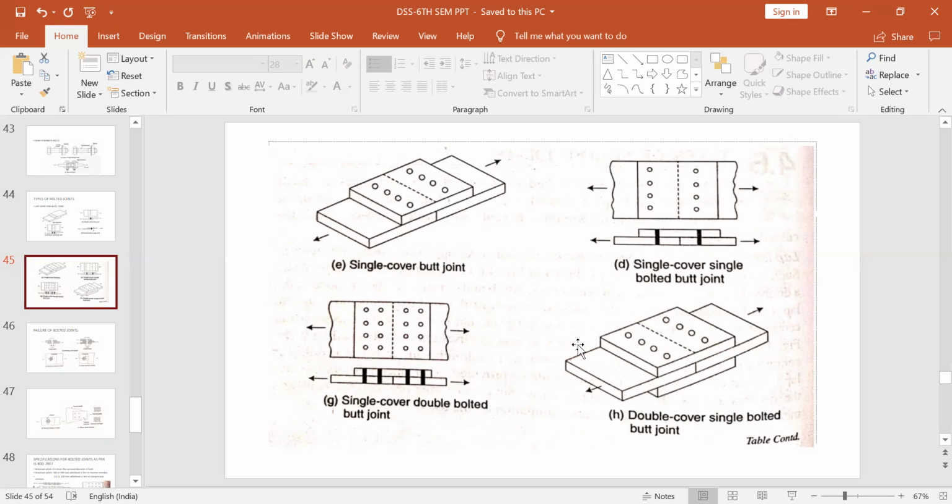Similarly, if you are providing cover plates on both sides, this is called a double cover butt joint. You are providing cover plates on both sides, on the top also, on the bottom also. So this is called a double cover butt joint.